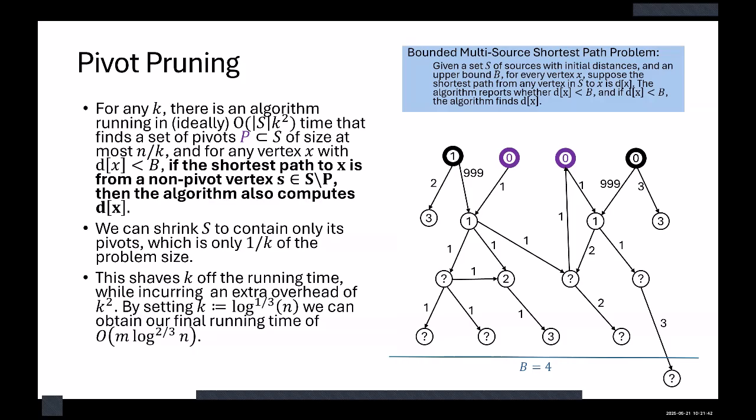It means that instead of still computing the shortest distance from all the source vertices, we can just compute the shortest distance from pivots. And because the number of pivots is now about |S|/k, it is essentially saving a factor of k on the size of S. But the running time is size of S times k squared, so essentially we have an overhead of k squared. This means that we can balance the running time by setting k to be log to the 1/3 n. And then we just cut log to the 1/3 from the running time.